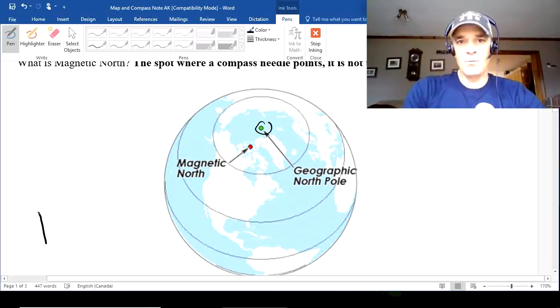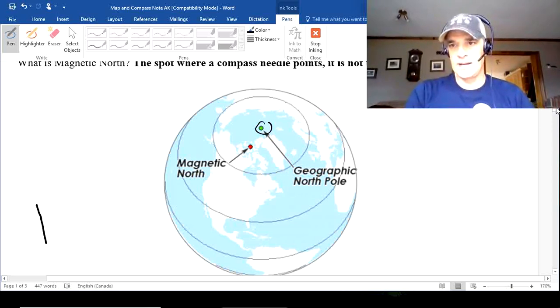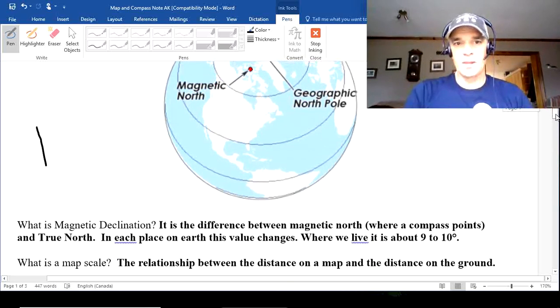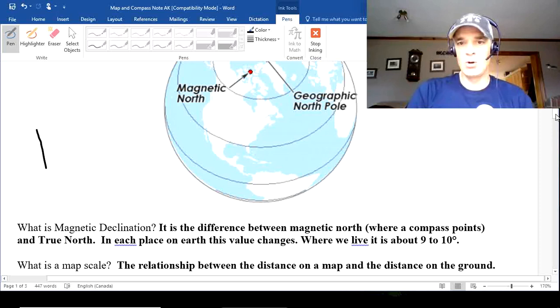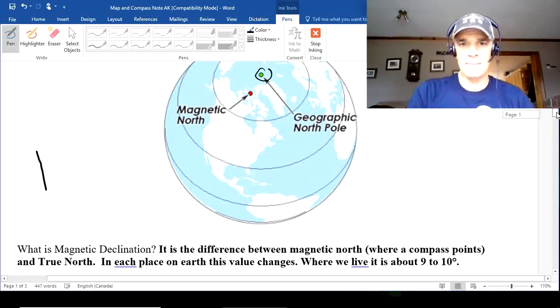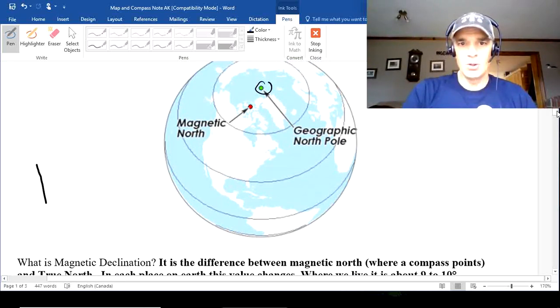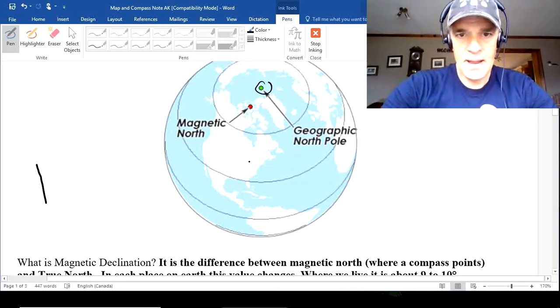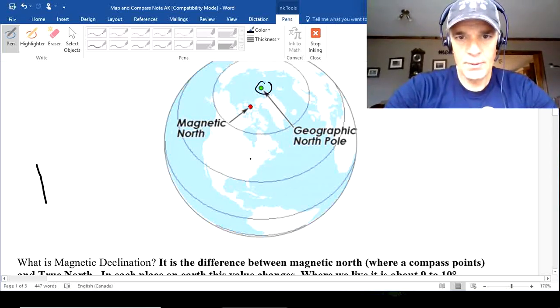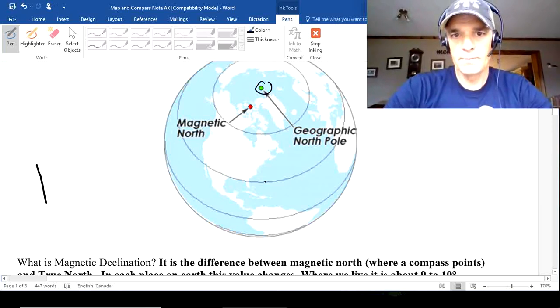Now, there is something we refer to as magnetic declination. Magnetic declination is the difference between magnetic north and true north, and it's different for each place on Earth. I can explain this using this picture here. So we live, if I can get my best estimate, somewhere around this spot here. That's roughly where we are.